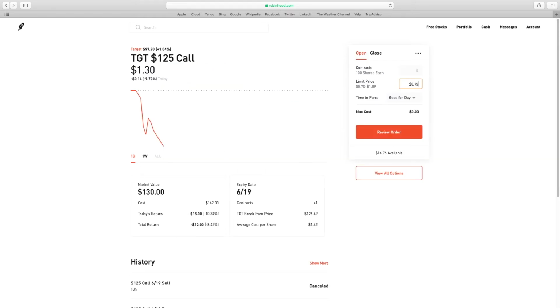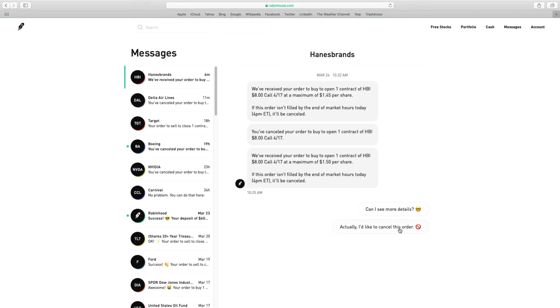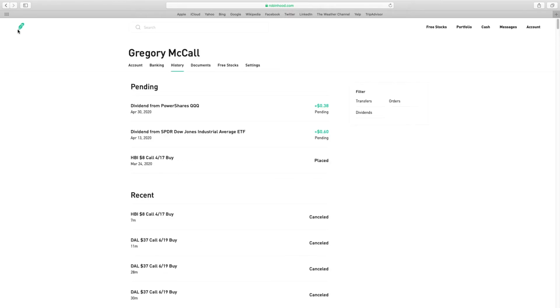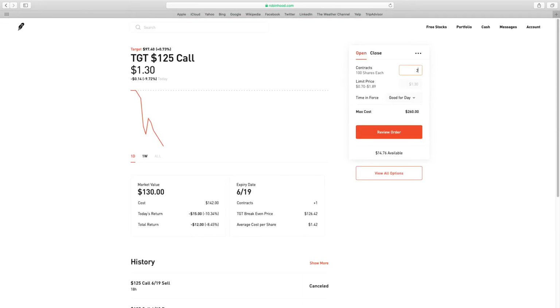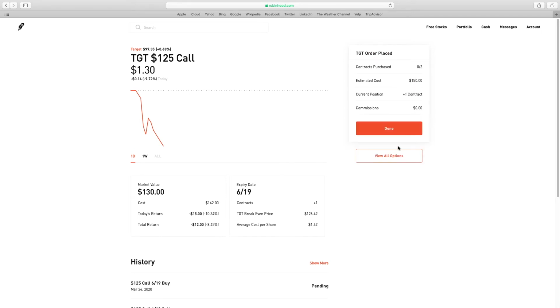So the bid is 70 cents. I'm going to put 75. I'm going to buy two of them. I don't like to put all of my eggs in one basket, but with my belief on this, I am going to. I'm going to cancel this order for Haynes. I forgot to cancel my Haynes order before I tried to place another order for Target call. So we're going to buy two. We're going to buy it for 75 cents. So we're going to spend $150 in total for this option. Review the order. Submit. Hopefully we get filled.